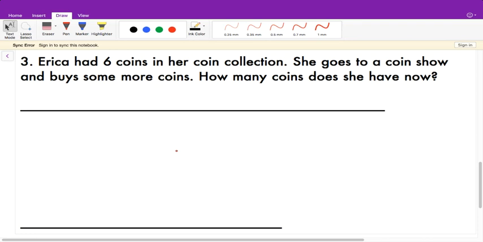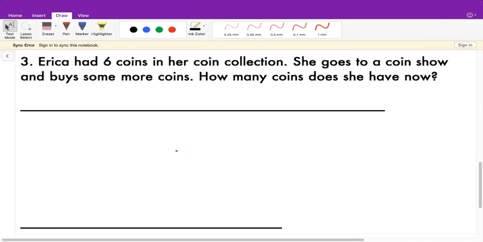Okay, here we are, guys. We're at the final problem. Number 3, let's read it all together. Erica had 6 coins in her coin collection. She goes to a coin show and buys some more coins. How many coins does she have now?